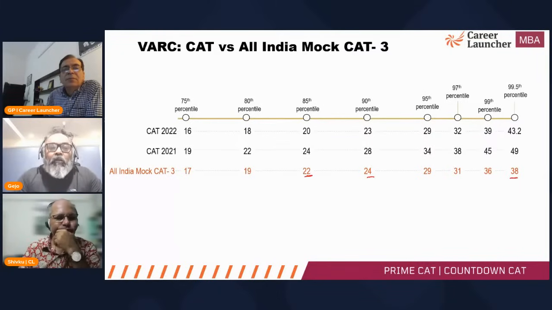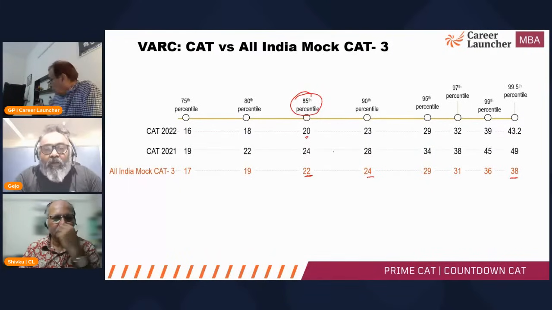So if somebody is consistently attempting two RCs and VA is like hoping something will happen, that's the story. If I were to look at the 85th percentile, this is like an IM Lucknow cutoff, which is the highest sectional cutoff. Every other institute has got less than 85% cutoff.